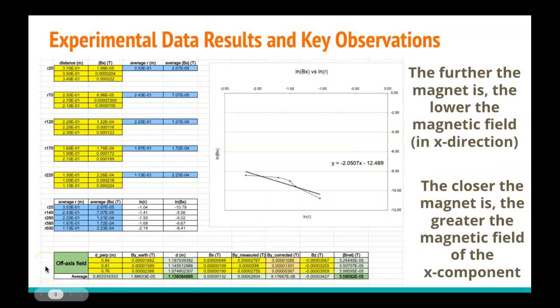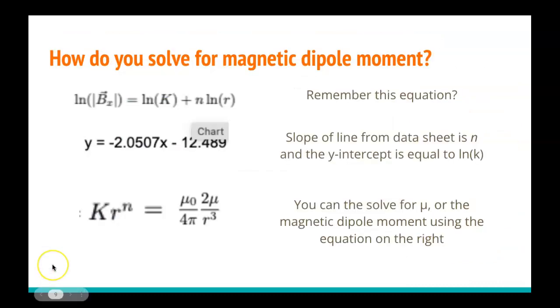Here are the results of the experimental data and some key observations as well. The further that the magnet is, the lower the magnetic field is in the x direction, and the closer the magnet is, the greater the magnetic field of the x component. The next step is to solve for the magnetic dipole moment using the equations from the fundamental physics principles at the beginning of the presentation.